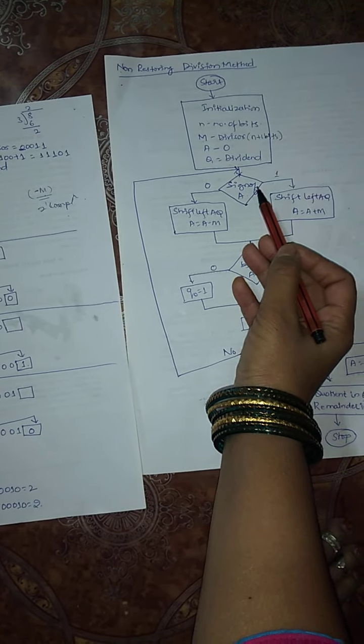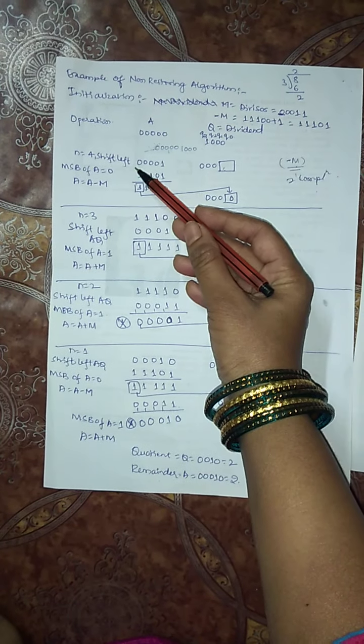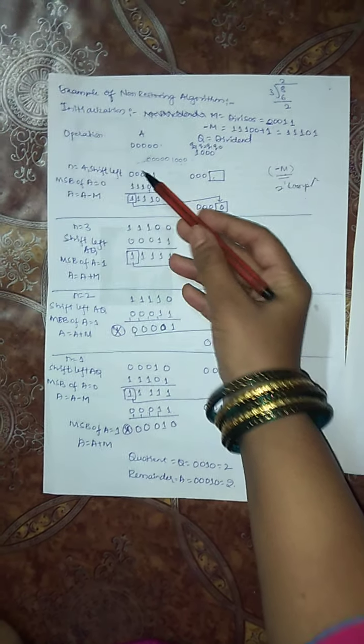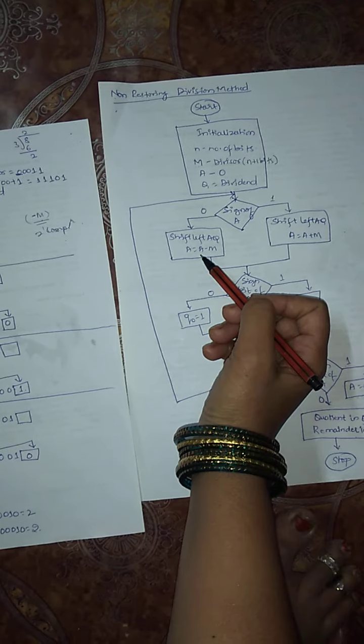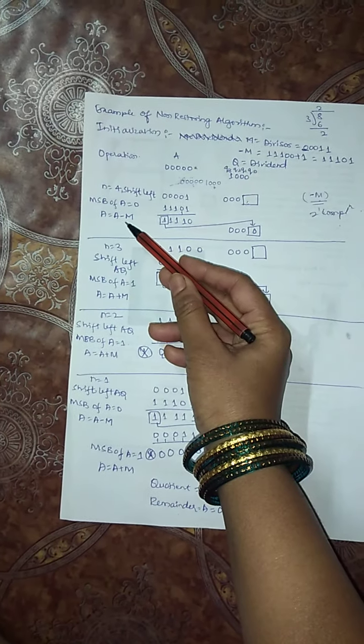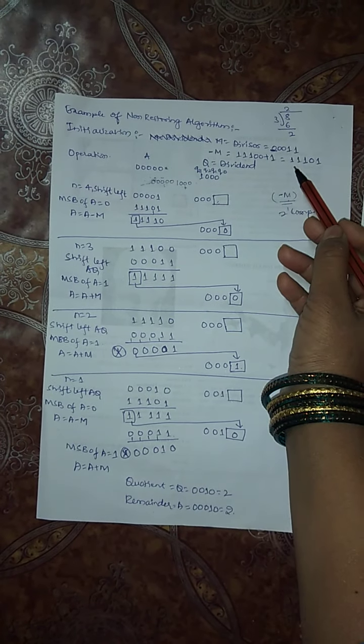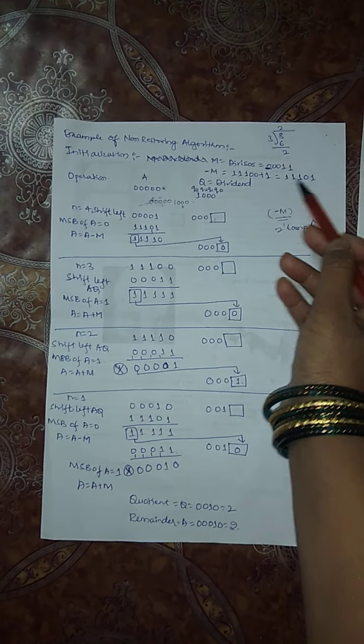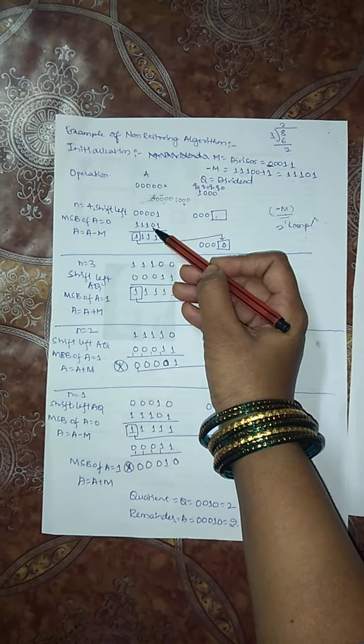So after shifting, what do we have to do? First we have to check the sign bit of A. What is the sign bit of A here? The sign bit of A is 0. When the sign bit of A is 0, what are we doing? A is equal to A minus M. So what is the minus M value? Minus M value is 11101. So I have taken minus M, 11101.